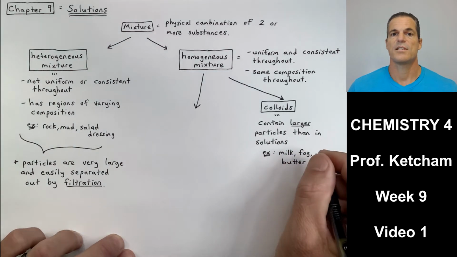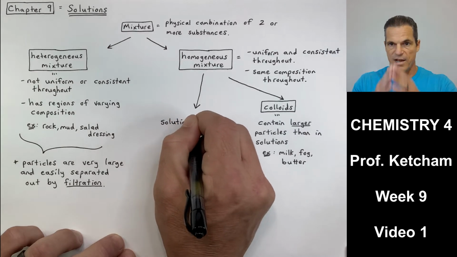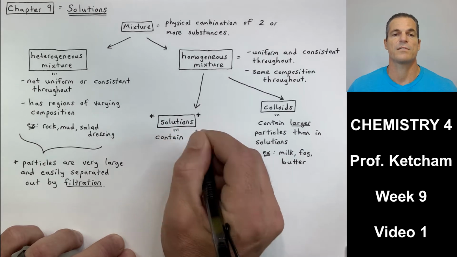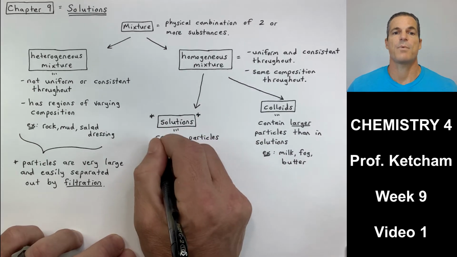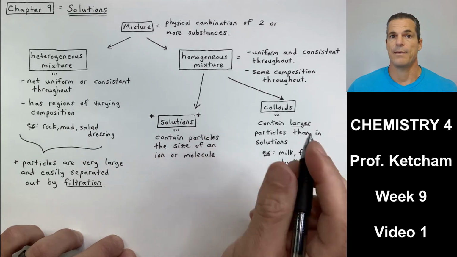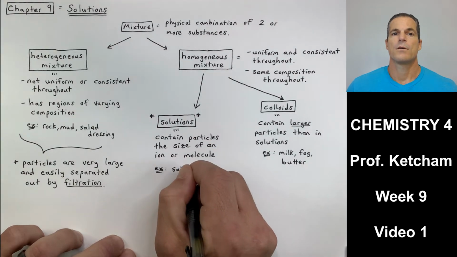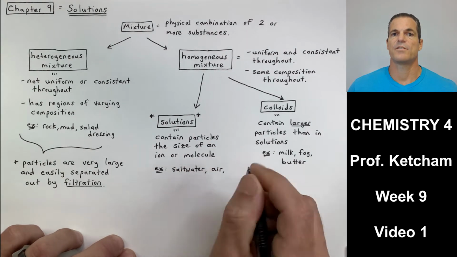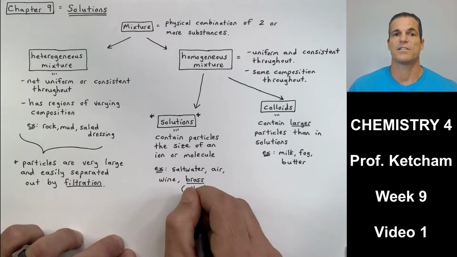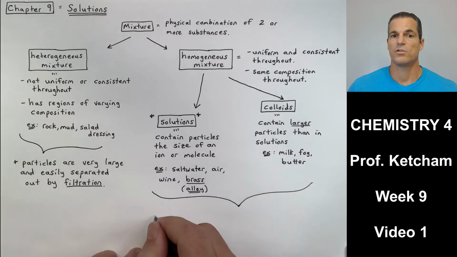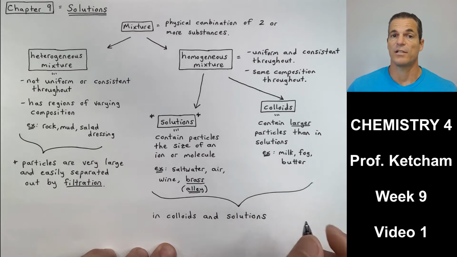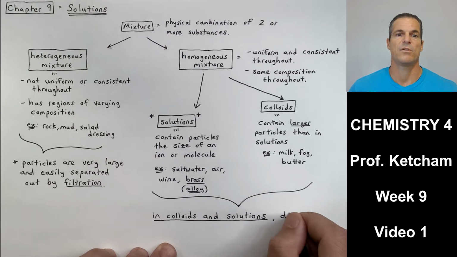So solutions is the middle column here, working our way down page 1 of our notes. I put 2 stars on solutions because this is our main focus. Solutions contain particles the size of an ion or a molecule or even atoms. All right, so homogeneous mixtures are uniform and consistent throughout. They have the same composition all throughout the sample. One example of this is a solution. Examples of solutions are salt water, air, wine, and brass even. Brass is a solid solution. Solid solutions are called alloys.